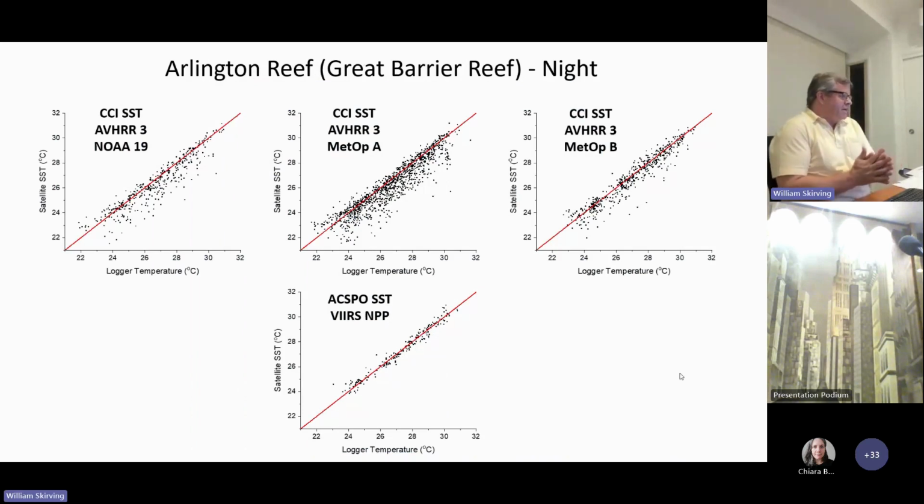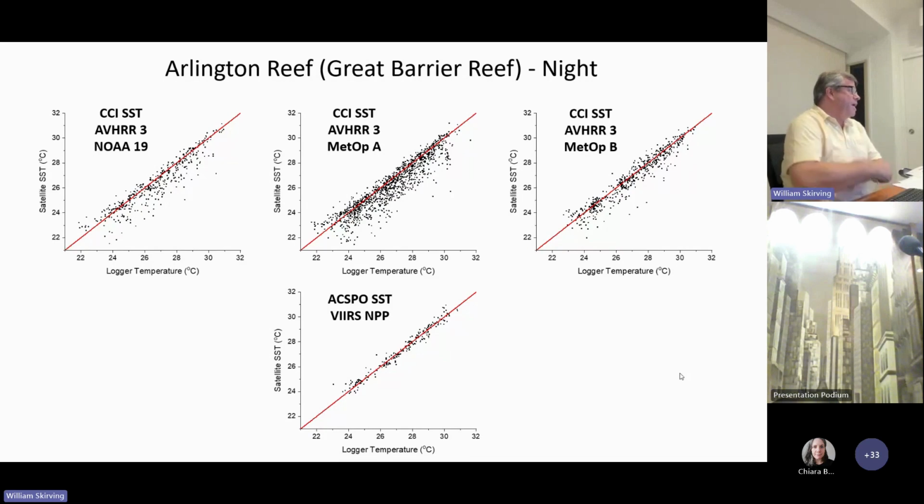So you're going to see these plots over and over again in this talk, so I'll explain a little bit. We've got the logger data on the x-axis, the satellite data on the y-axis, and the red line is the 45-degree line, or the 1-to-1 line. When you see a point that's above the line, that means the satellite was too warm. When you see a point that's below the line, that means the satellite was too cool.